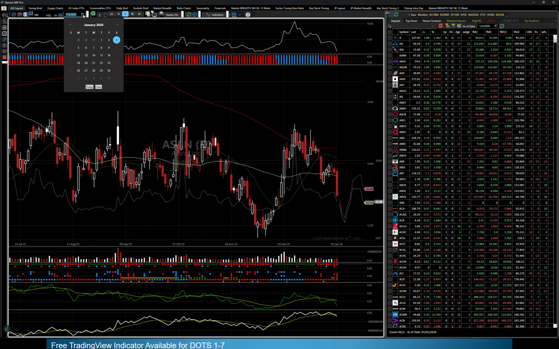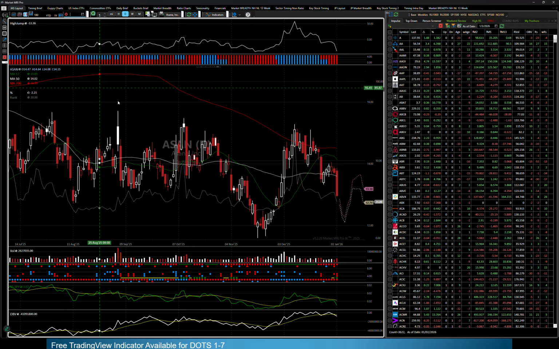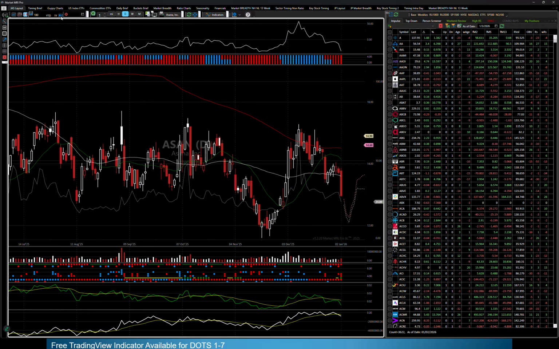I can pick what day I want to go to. If I pick a day, it's going to be in the center of the chart is the day that you picked. That's how we built it. This here returns you to the right-hand side if you've gone back to the left and you want to go back to the current chart.